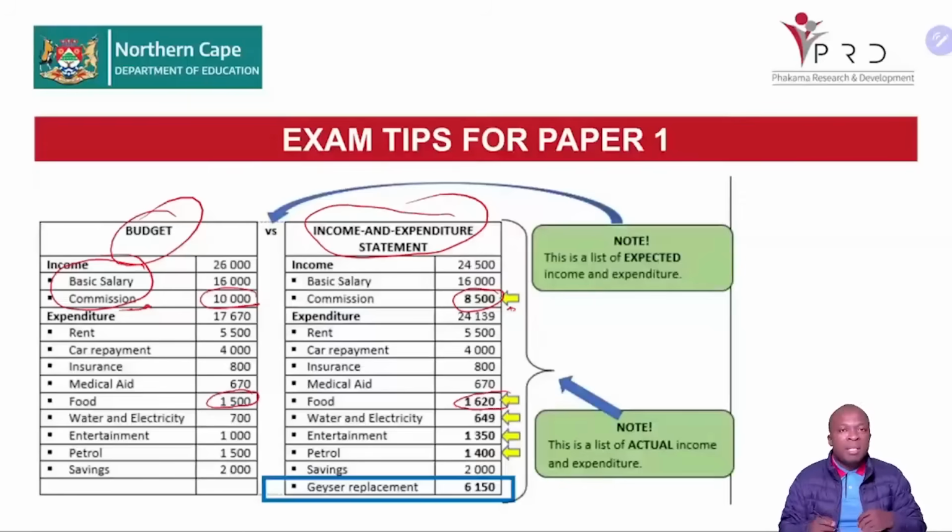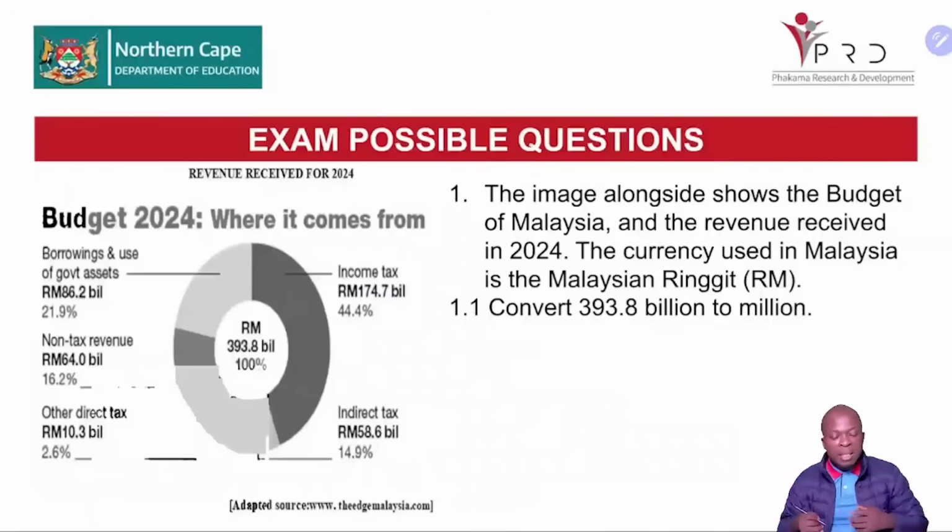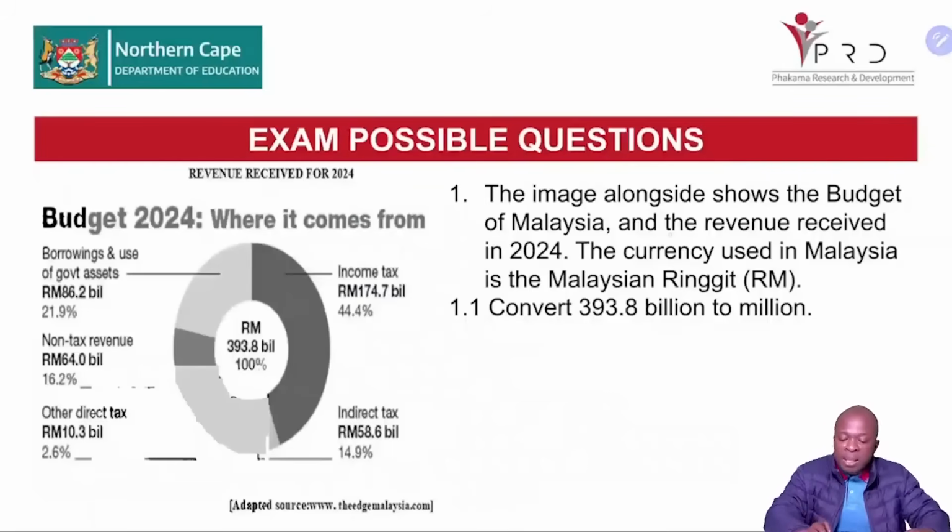Income and expenditure statement is the actual way of how you spend that money. So for that, let's get into some few examples. Here we have a budget for 2024, and now it is telling us where the money is coming from. The first one says the image alongside shows the budget of Malaysia and the revenue received in 2024.